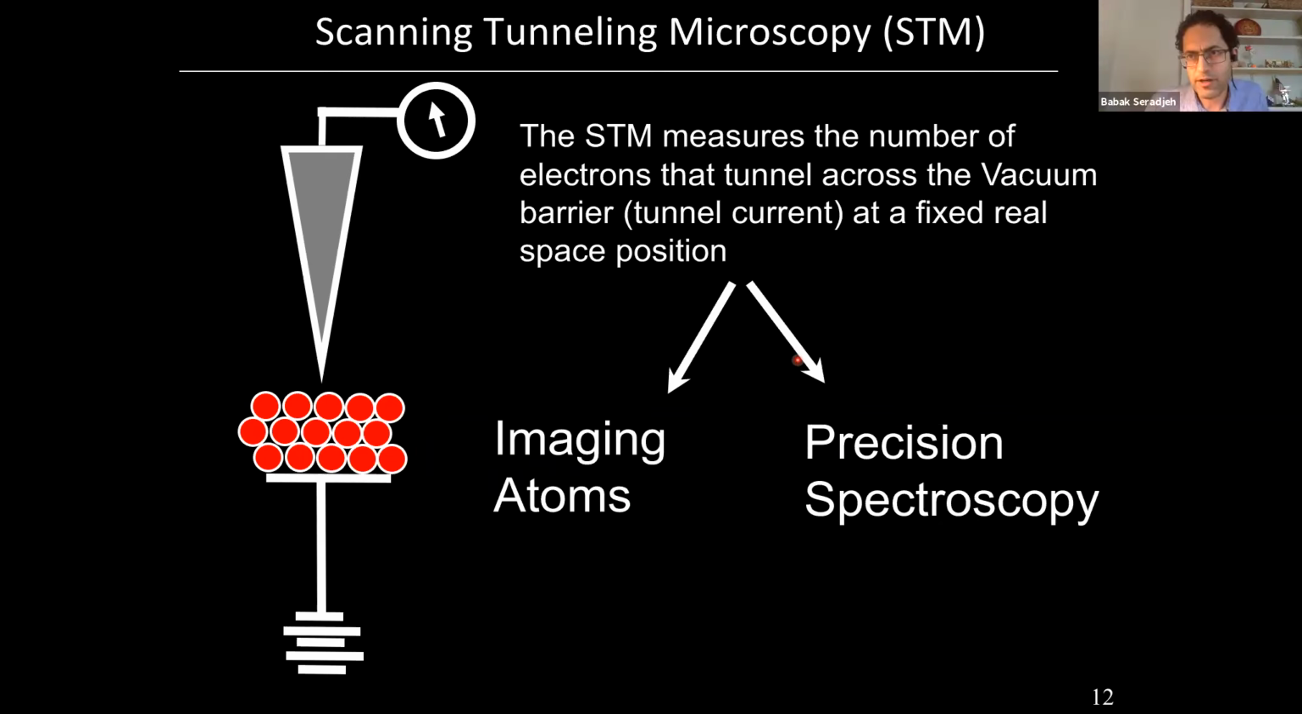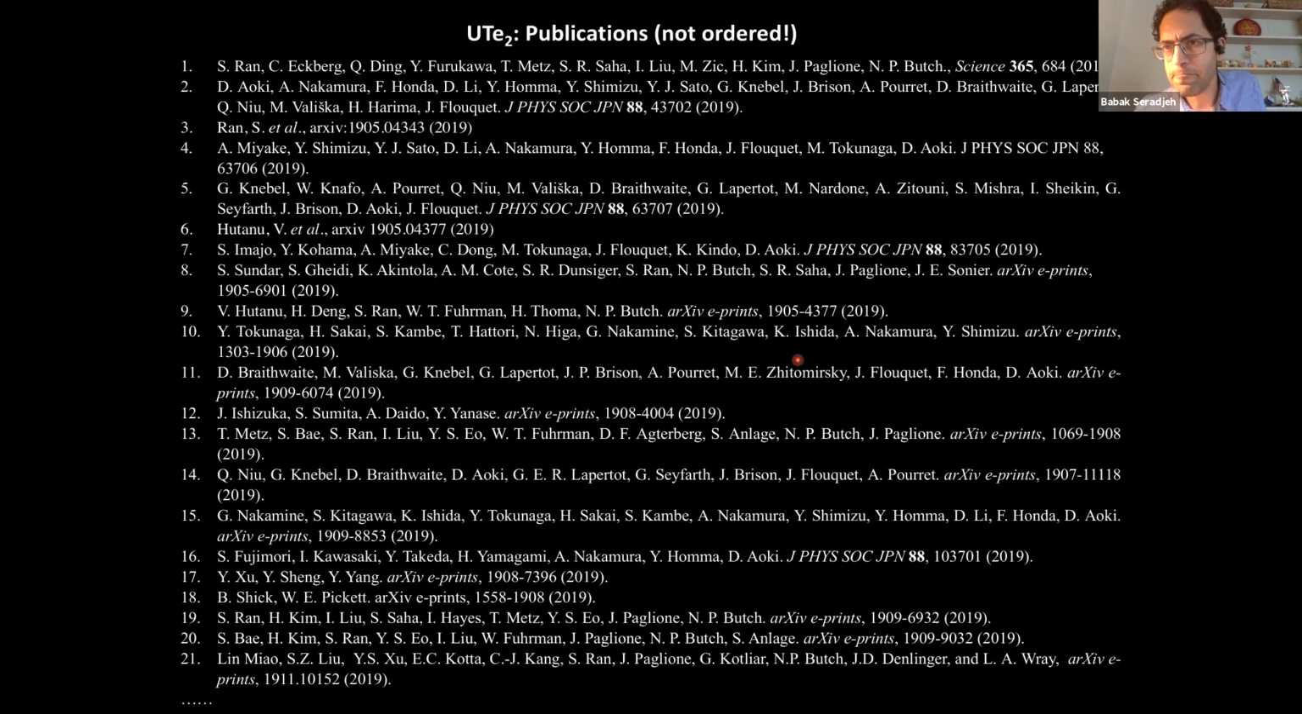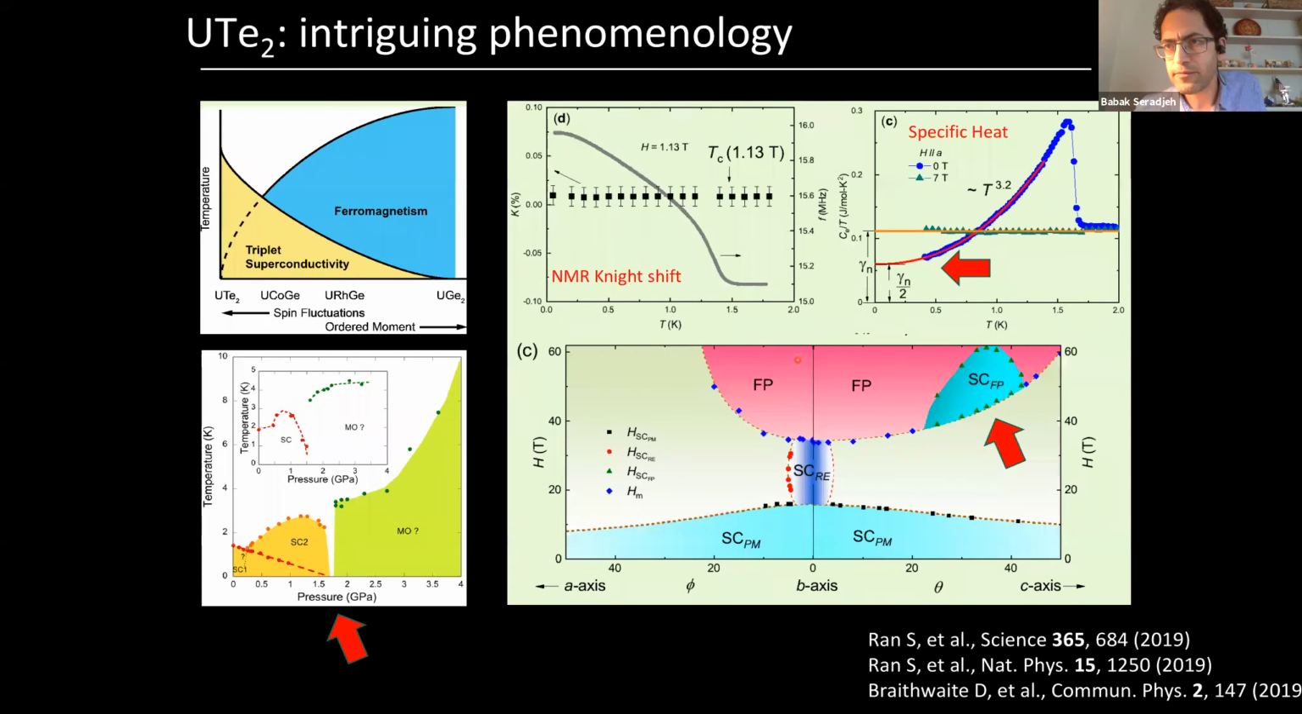So Vidya, there are a couple other questions, maybe. Joshua? Yes. So how would the Knight shift and specific heat compare for, say, uranium germanium 2? How would it differ? Uranium germanium 2 is not superconducting without pressure. So you need to pressurize it to make it superconducting.